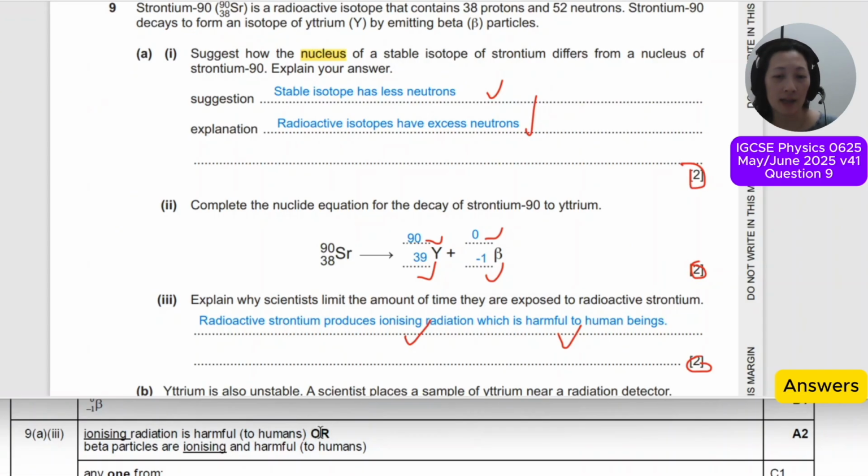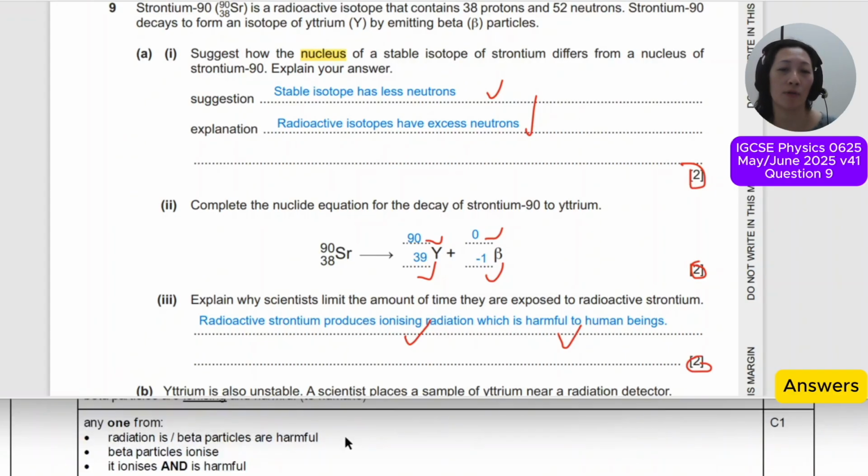Alternatively, you could write that beta particles are ionizing and harmful to humans. So it's still pretty much the same thing, except that instead of just mentioning radiation in general, if you mention that beta is ionizing, you still get a 1 mark. The key thing here is you must mention that it's ionizing and harmful.